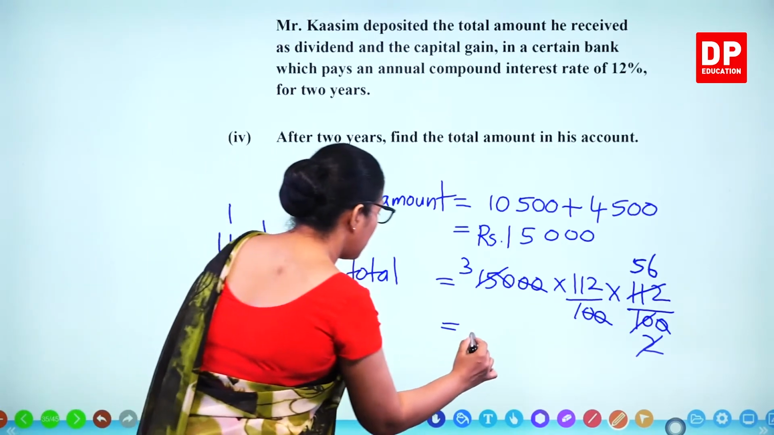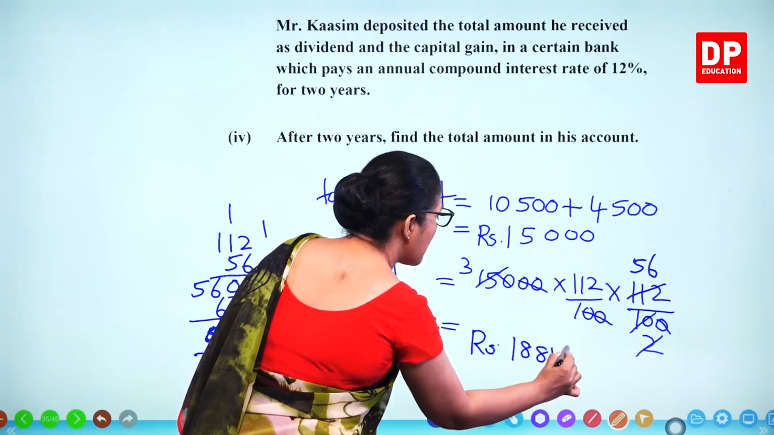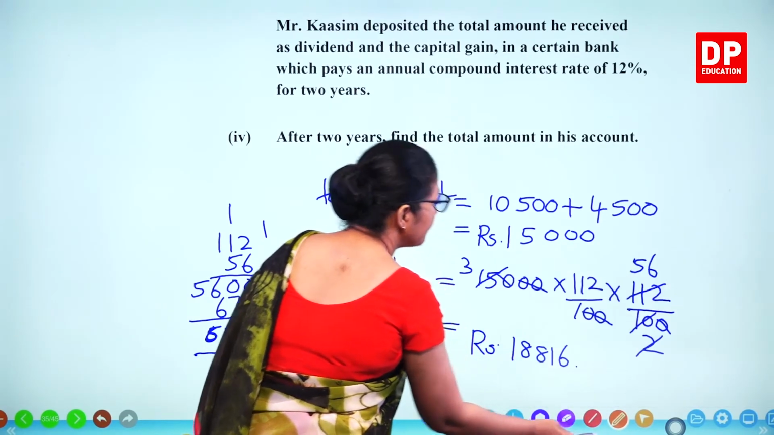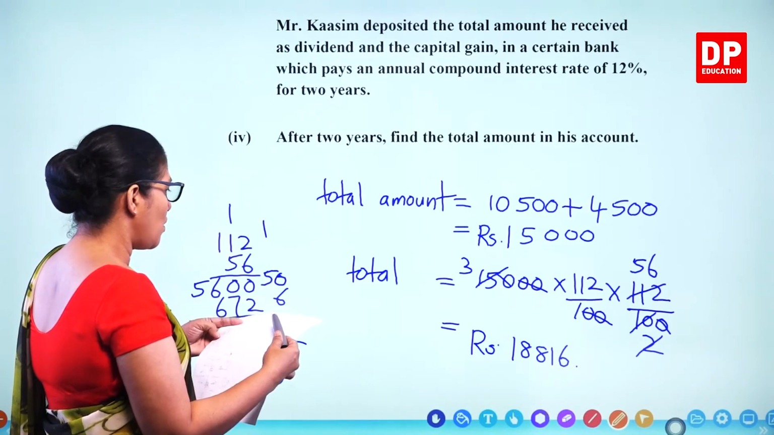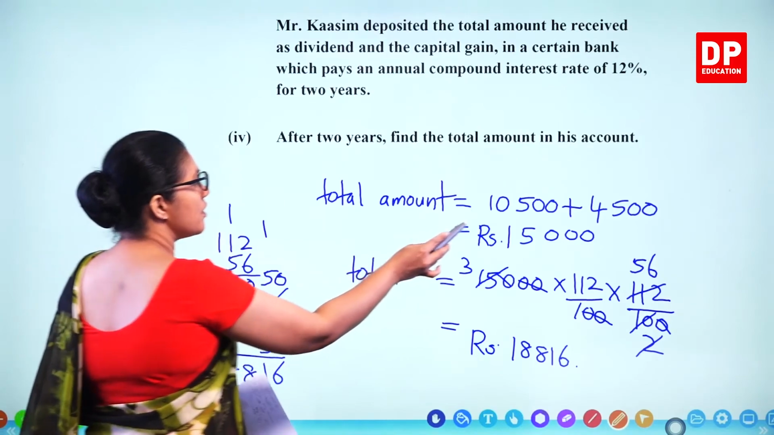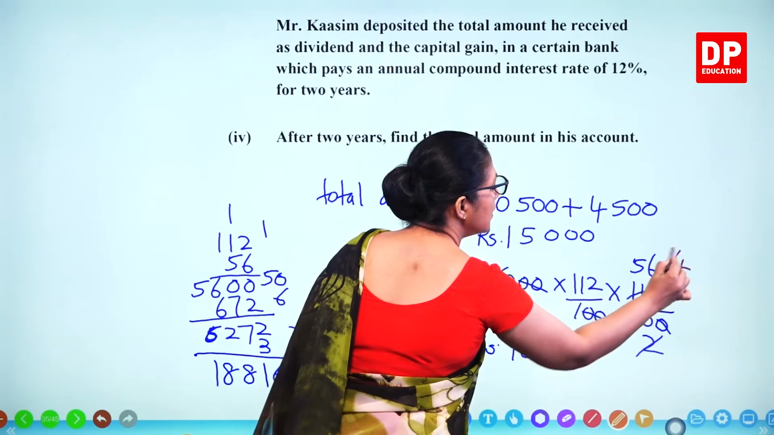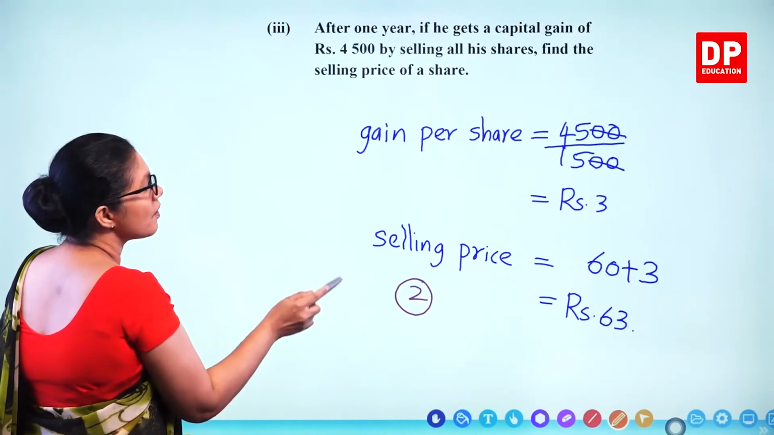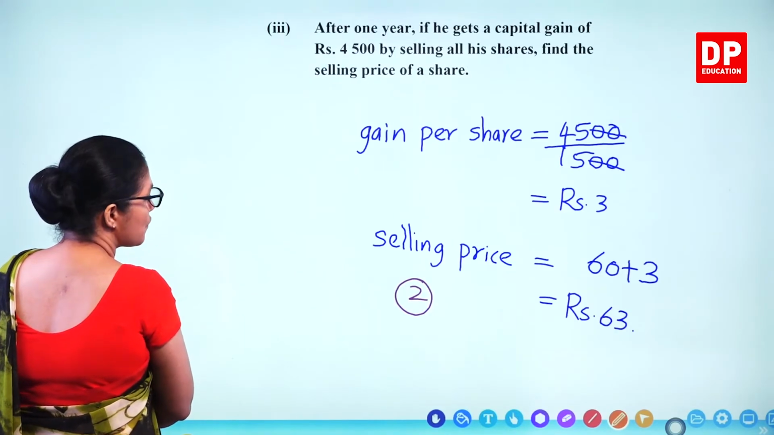So the total value after 2 years is 18,816. So you are getting 18,816. So 4 marks for that, because you have to find out the total amount and everything. So 4 marks. So we give 4 and 2, 6 and 4, 10 marks for this question.